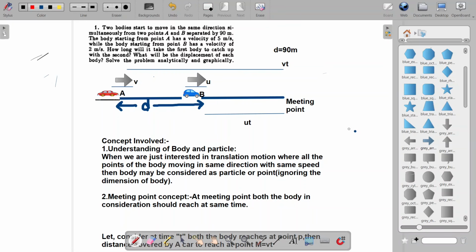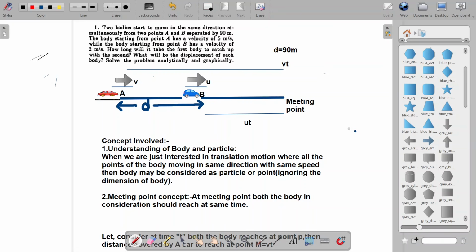Friends, you can see that there are two cars in the problem. Two bodies start to move in the same direction simultaneously from two points A and B, separated by 90 meters. The body starting from point A has a velocity of 5 meters per second, while the body starting from point B has a velocity of 2 meters per second. So how long would it take for the first body to catch up with the second one?